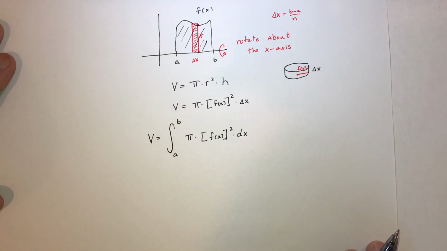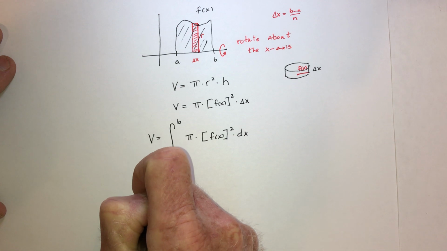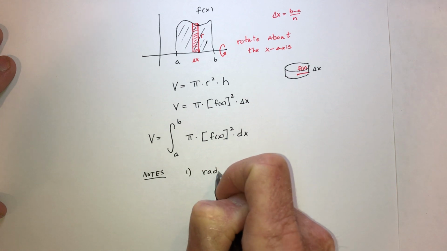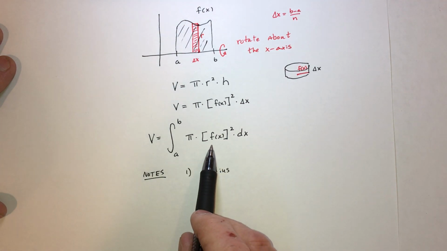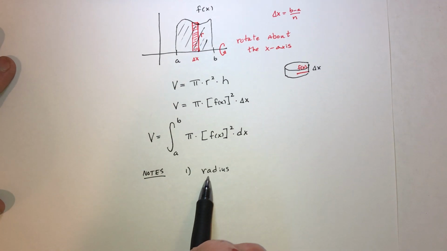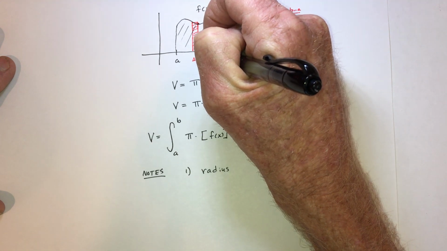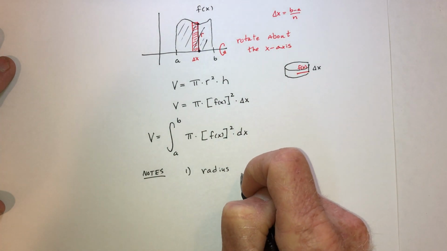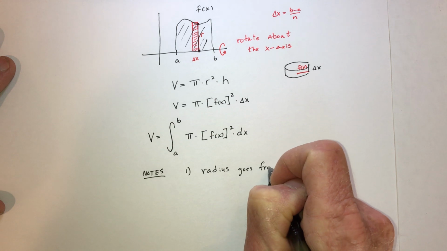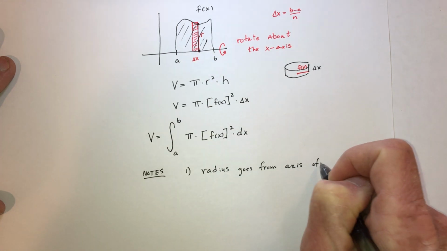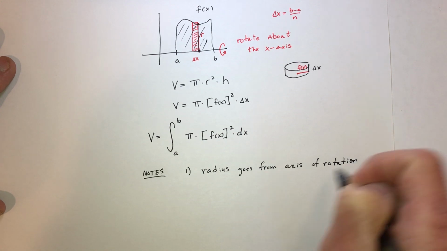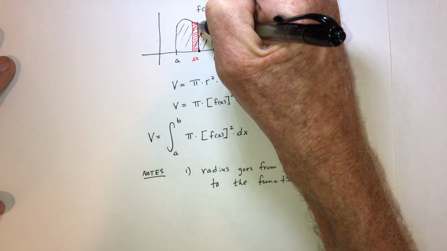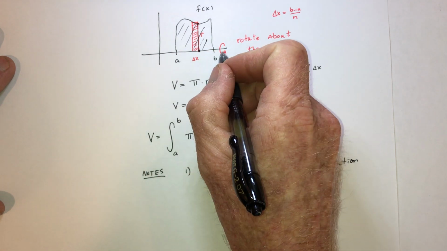Now, an important couple of notes is, number one, the radius. So in these different methods, there are going to be different things. So it's important to note in here. The radius, for one thing, it goes from the axis of rotation to the function. And then the other important thing is, notice that the radius is perpendicular to the axis of rotation.